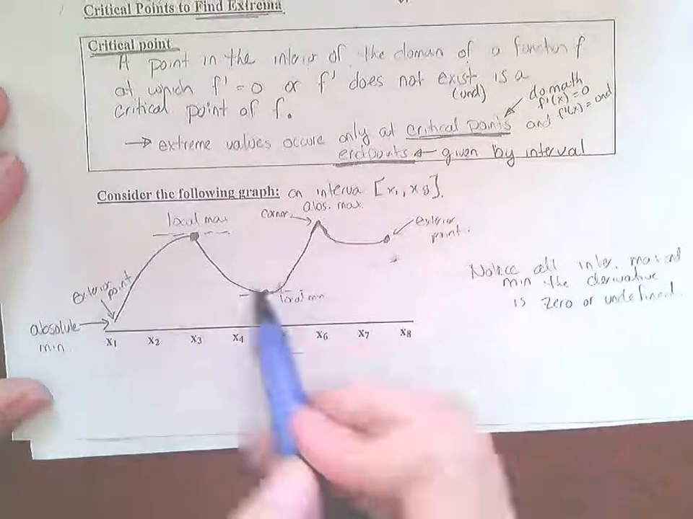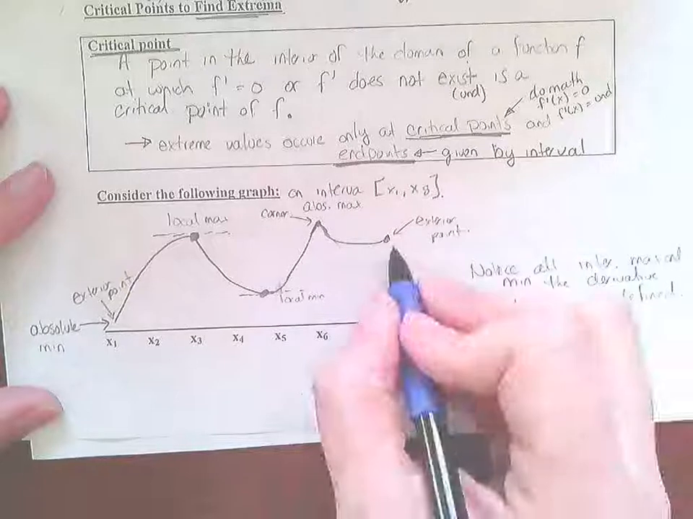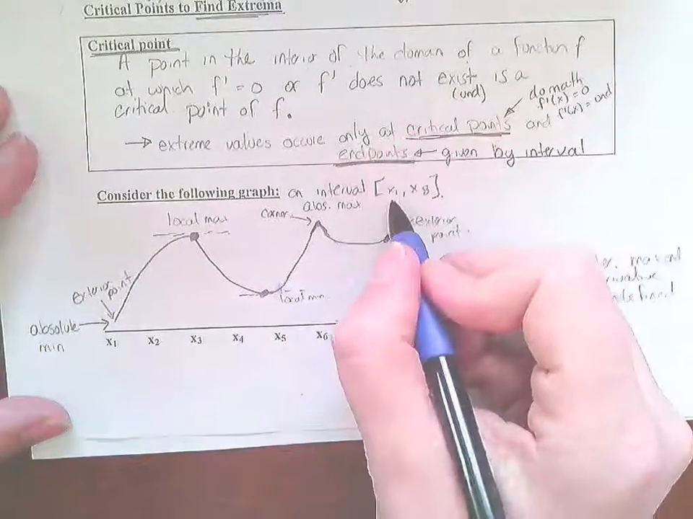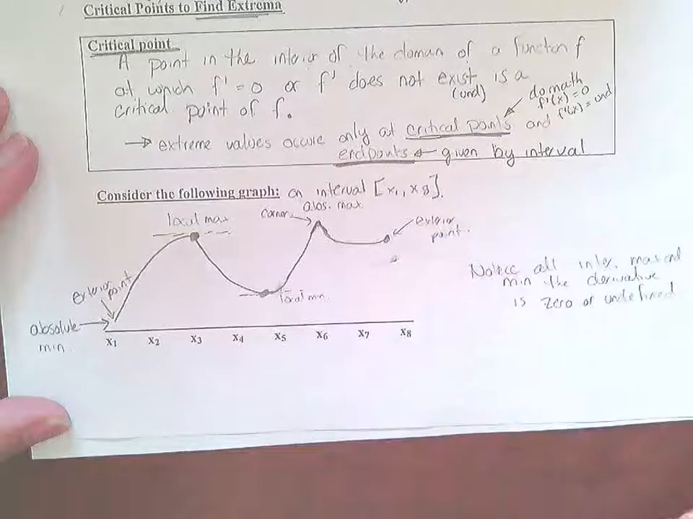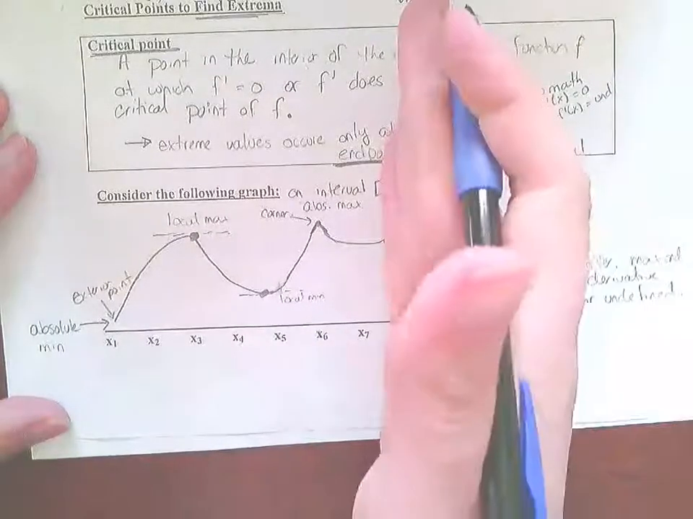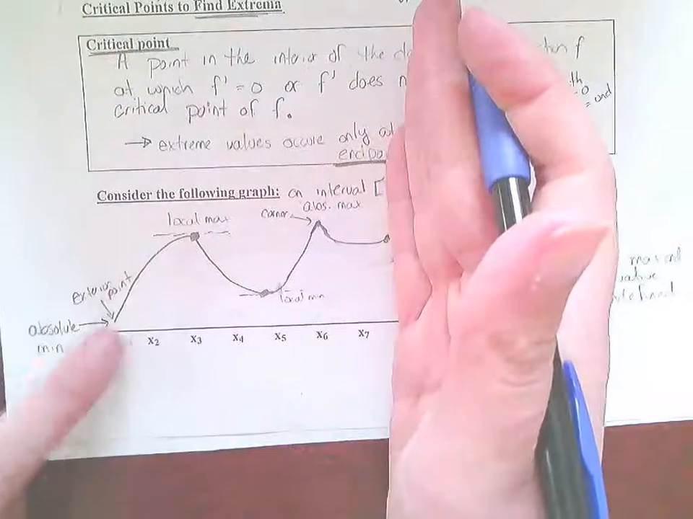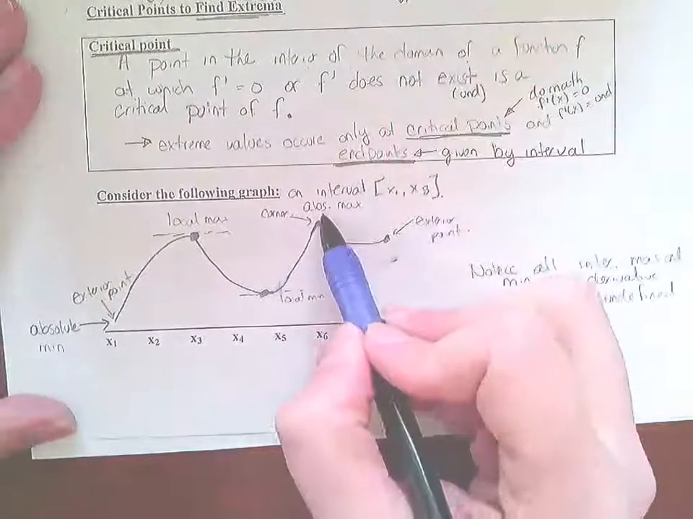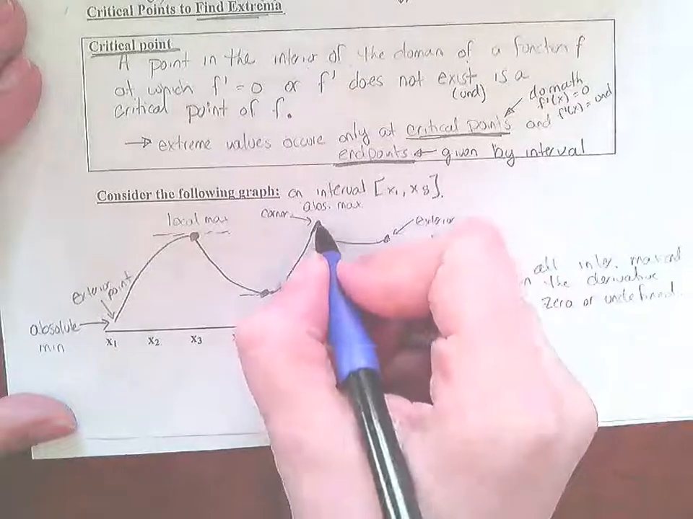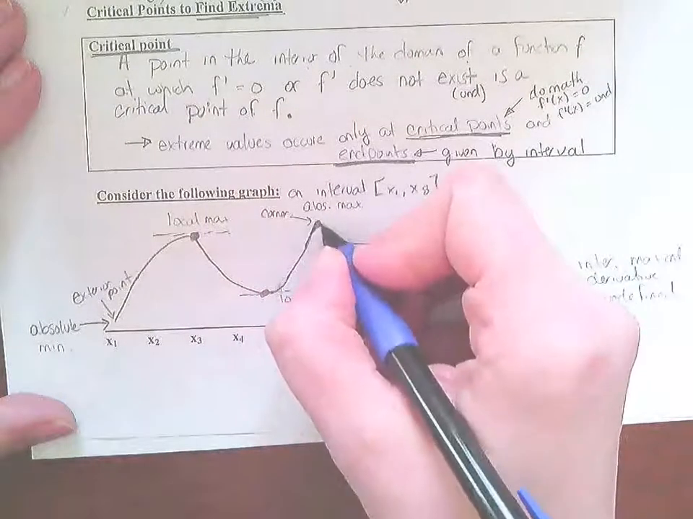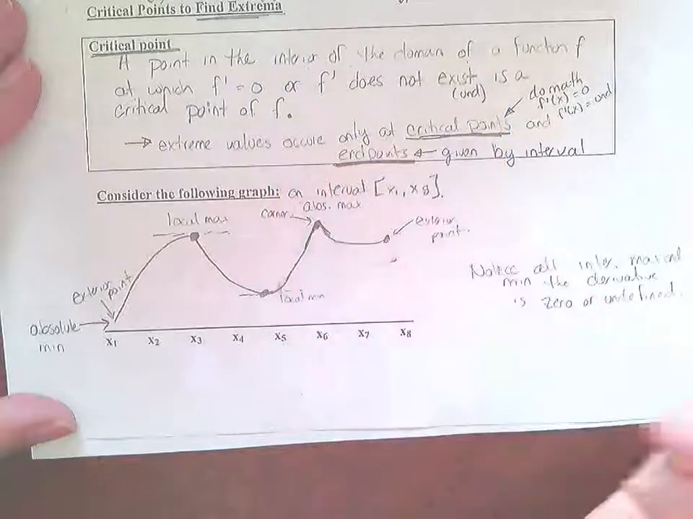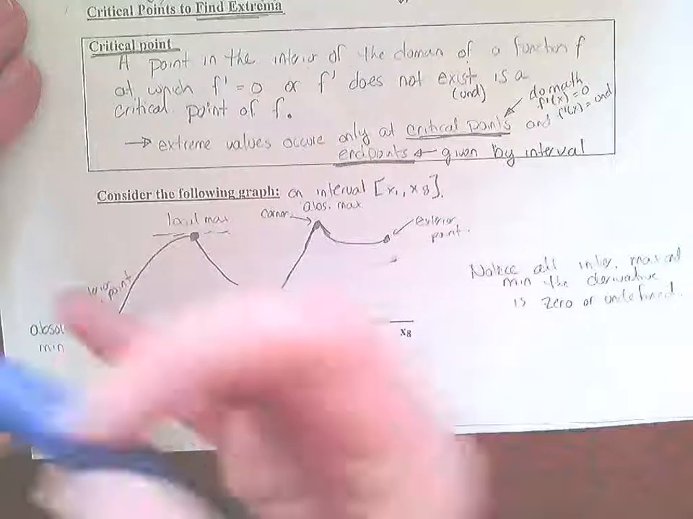So consider this following graph. This is just a graph. I tried to draw it as good as possible, and it's on an interval between x1 and x8. So looking at this graph, in between this interval, you can see that we do have an absolute min, and we do have an absolute max. So our absolute max is at a corner, which is a critical point, right? It's on the inside of the interval.